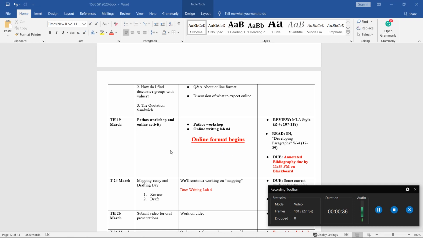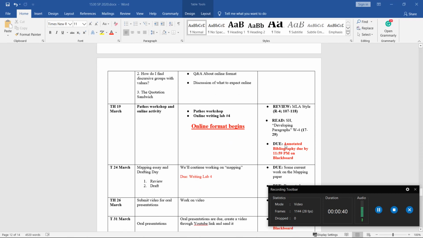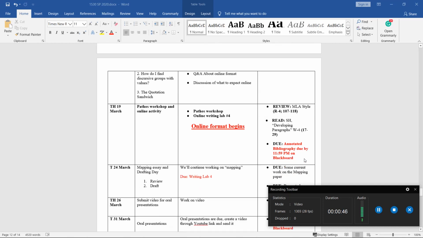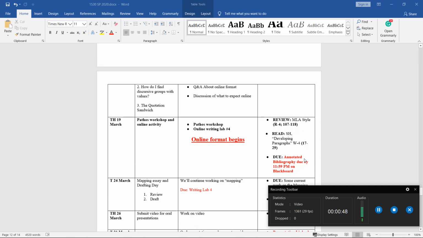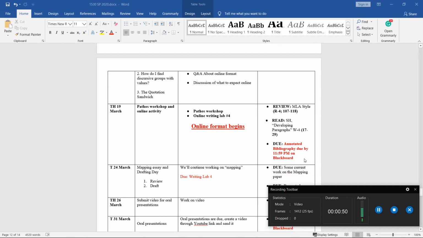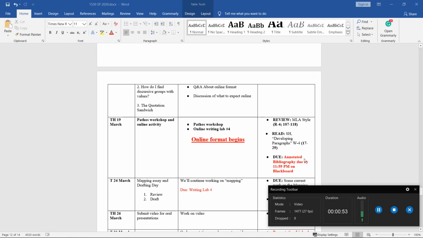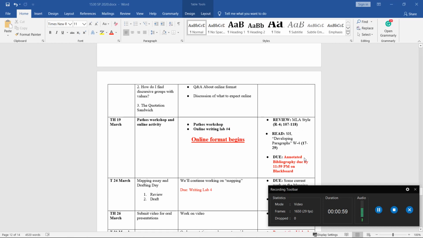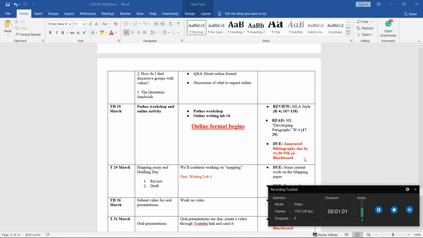So for our Thursday class, what we'll be doing is making sure everyone hands in the annotated bibliography by midnight on Blackboard. And I know there's a couple people that asked for extensions, and I said that's fine considering the circumstances. So if you need an extension, please do let me know by Thursday, and I'll try to get back to you as soon as possible.